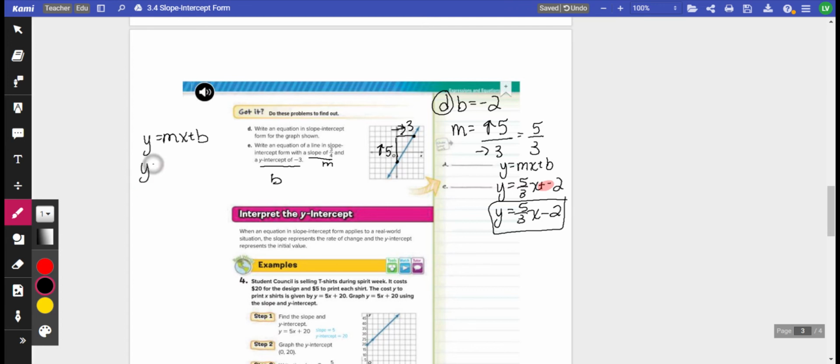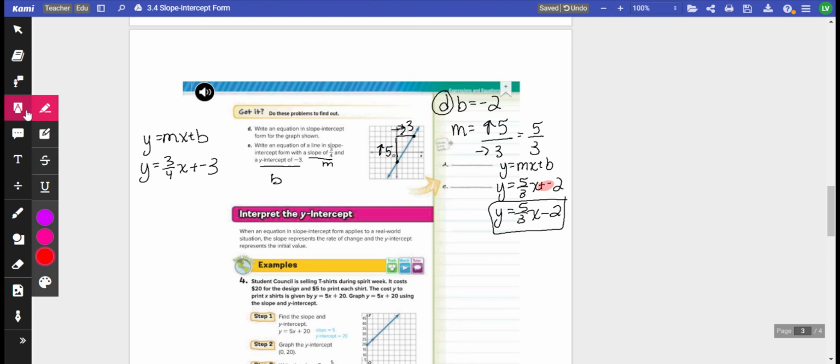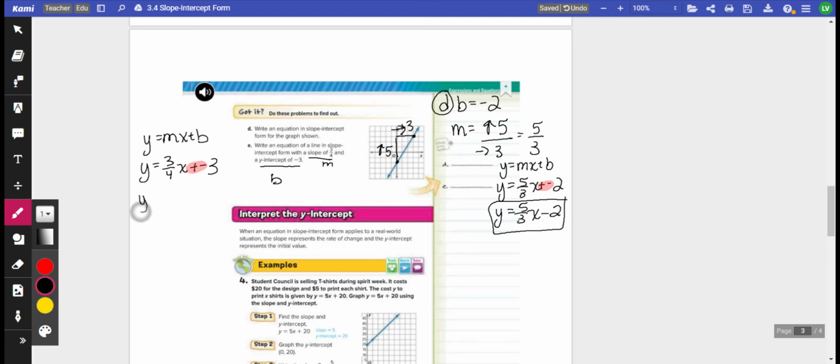So filling that in over to the left, y equals 3/4 x plus -3. Just like the previous problem, I want to get my plus negative. So y equals 3/4 x minus 3. That is now written in slope-intercept form.